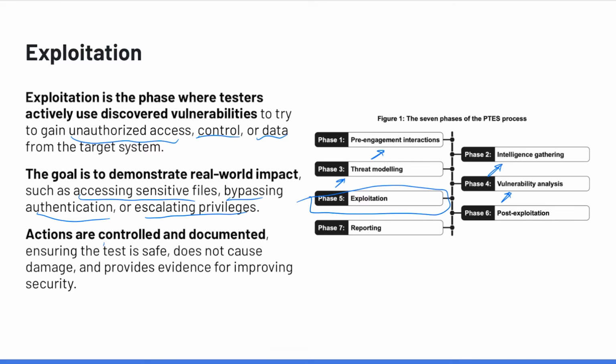Now, all these actions are controlled to both meet ethical standards and to stay within the rules of engagement that were agreed upon in the pre-engagement interactions. This usually includes not causing damage to critical data, and additionally documenting everything so that the cyber attack isn't performed just to attack the system, but can eventually be used to actually improve the security of the system.